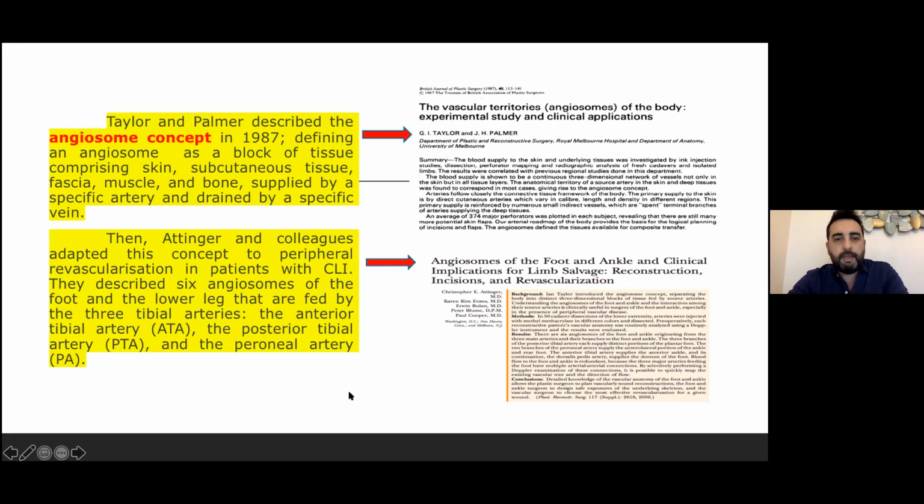And then Attinger and colleagues adapted this concept to peripheral revascularization in patients with critical limb ischemia. They described 6 angiosomes of the foot and the lower leg that are fed by the 3 tibial arteries, the anterior tibial artery, the posterior tibial artery, and the peroneal artery, as we all know. You can see at the lower side this original article of Attinger and colleagues.